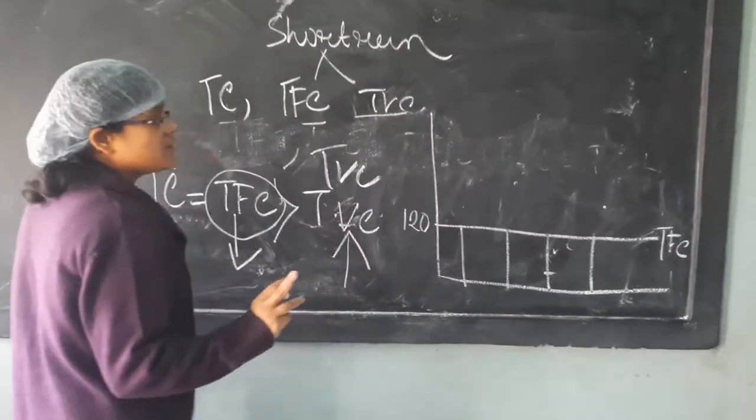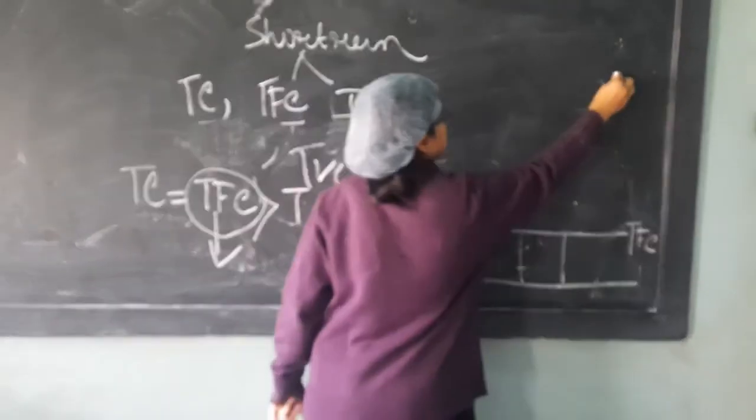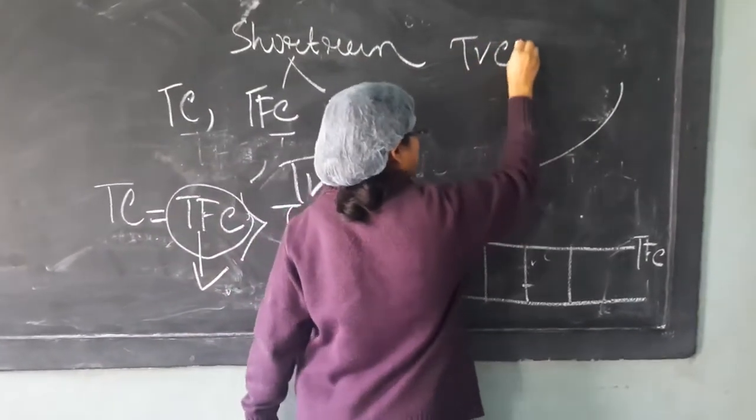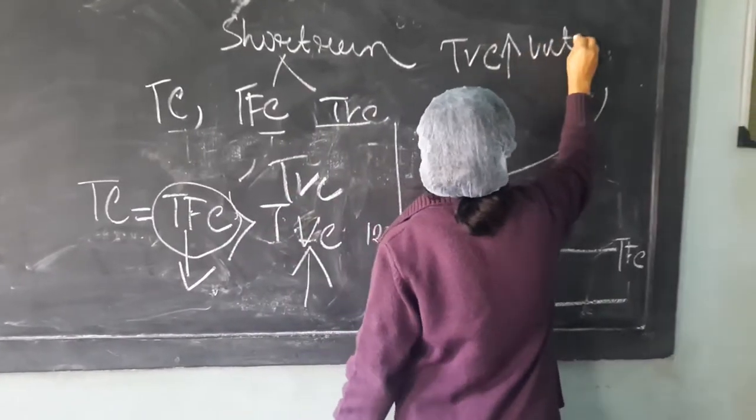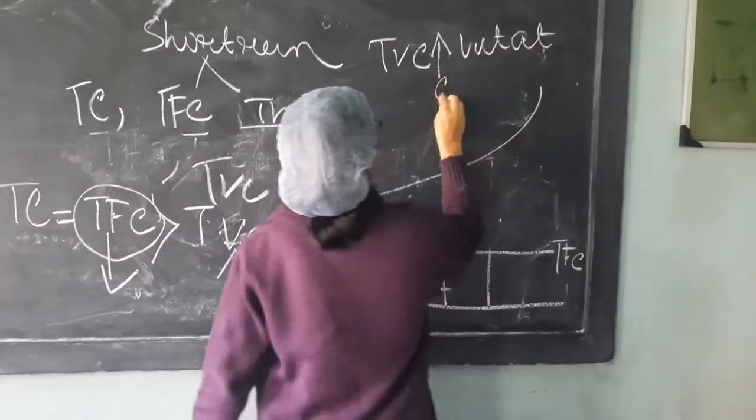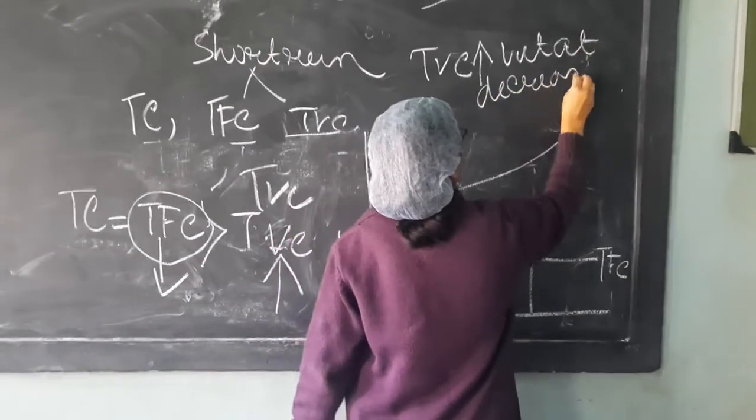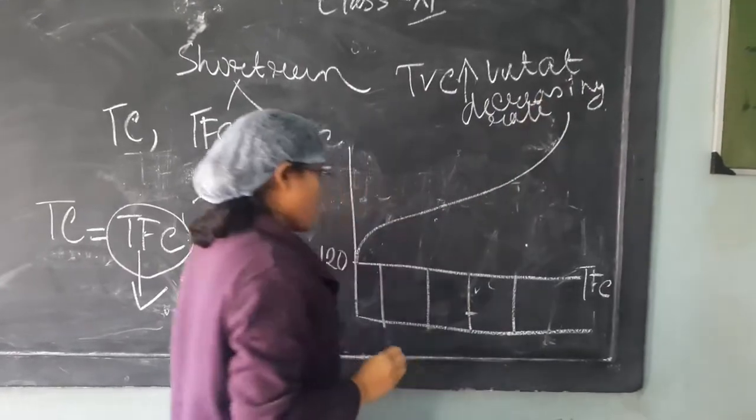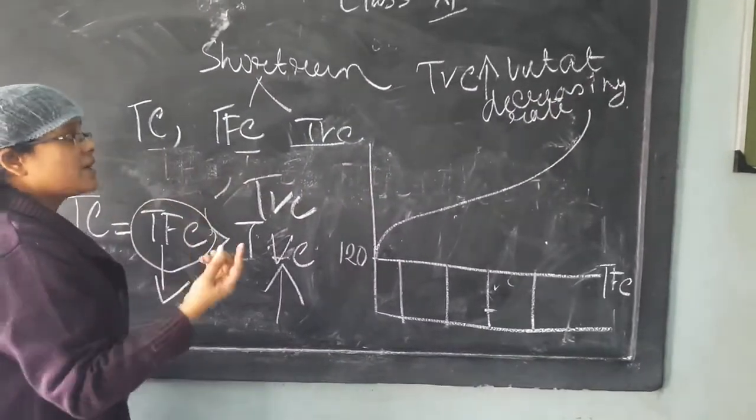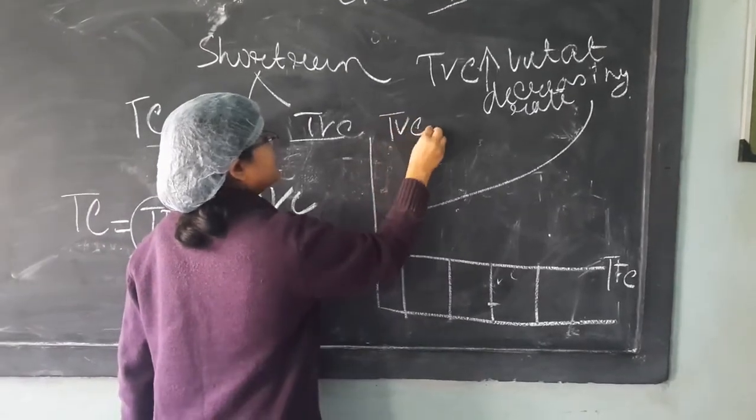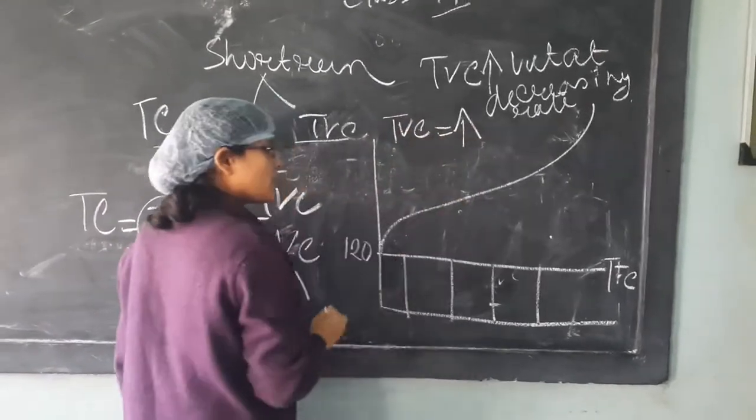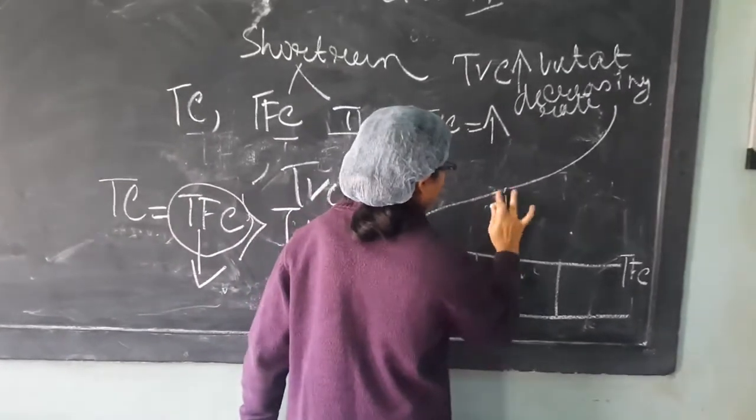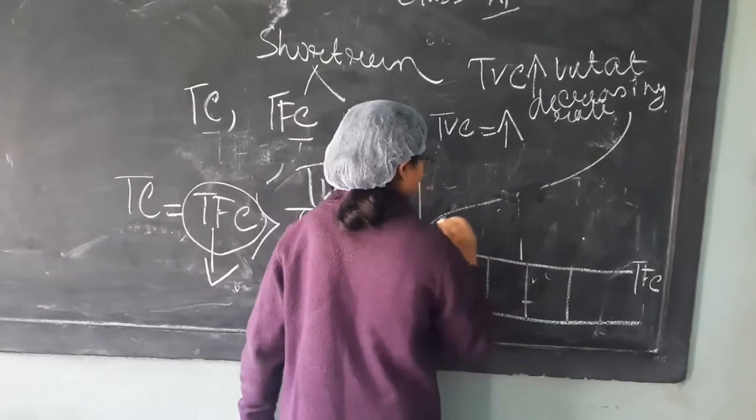So if I draw TVC, then what will I draw? It is an S-shaped curve. At first TVC will increase, but at a decreasing rate. All given in the copy. But after a certain point, TVC will increase at an increasing rate. Okay, understood? Suppose up to this point, just a minute.